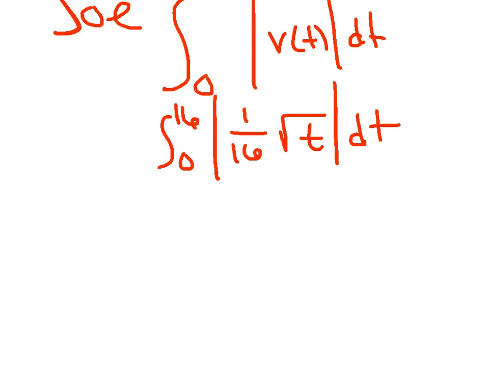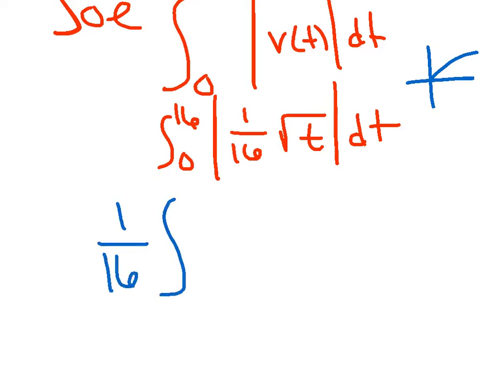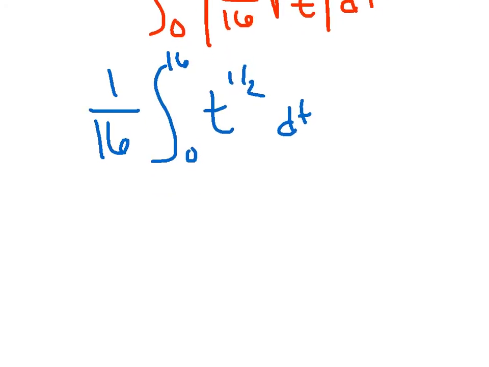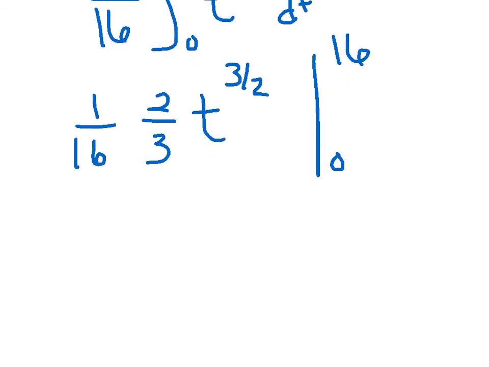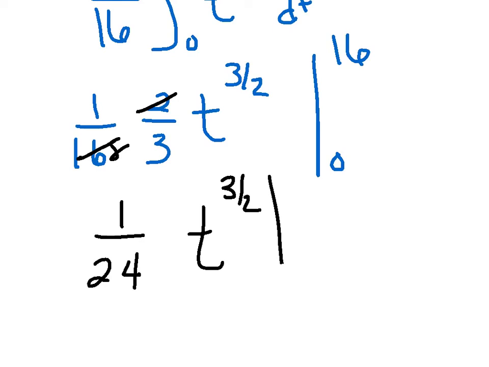The absolute value isn't going to affect this too much because this function's already positive. I already know that the square root of t looks like this, so I don't really need to worry about the absolute value. I'm going to pull out that 1/16 and just integrate t to the 1/2 from 0 to 16. I don't need any fancy u-sub, this is just a straight integral. So that's 3/2 times 2/3. If I keep going here, that's 1/8, that's 1/24, t to the 3/2 from 0 to 16.